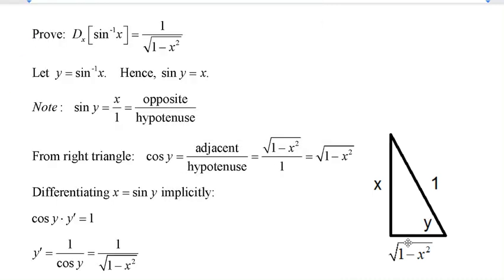And so the cosine of the angle y will be adjacent divided by hypotenuse, which is the square root of 1 minus x squared divided by 1. And then we end up with the square root of 1 minus x squared. And so now we have the equation cosine of y is equal to the square root of 1 minus x squared.